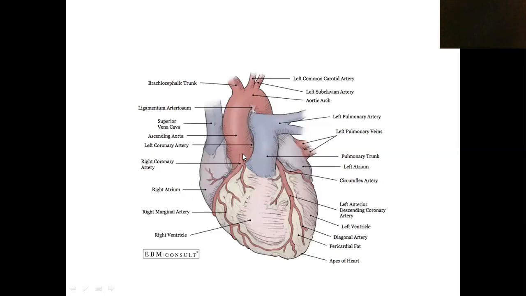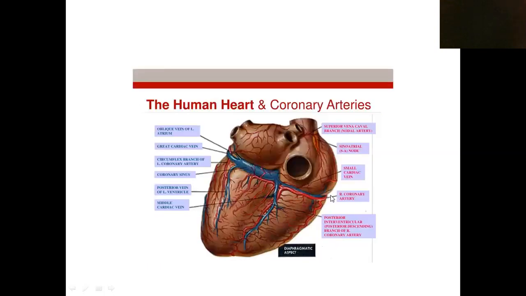So first it runs forward between the right auricle and pulmonary trunk. Then it runs downward through the right coronary sulcus. Which part of the right coronary sulcus? The anterior part of the right coronary sulcus. So it runs downward through the anterior right coronary sulcus. Then it winds around the inferior border.